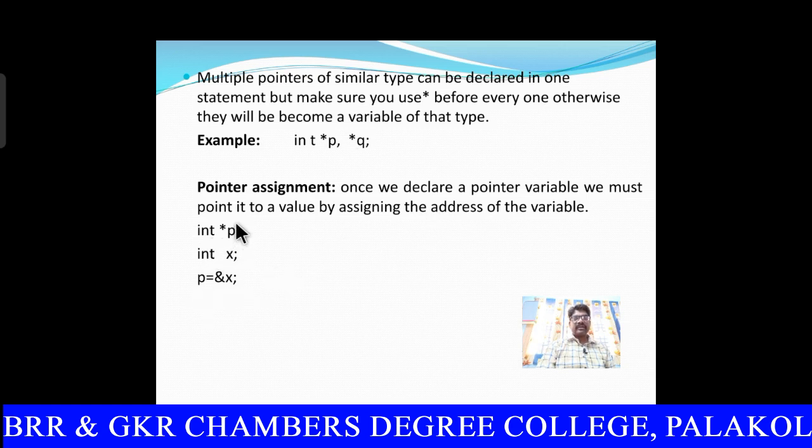So how can we assign? int star p, this is the pointer variable. int x, this is the normal variable. That means the address of x is stored in p. For example, the address of x is 1001. The 1001 is stored in p, that is p is equal to ampersand x. What does star p contain? The value of x, for example, x is equal to 10. So that means the 10 is accessed by star p. The ampersand x contains the address, whereas the star p contains the value at that address. That is the pointers concept.